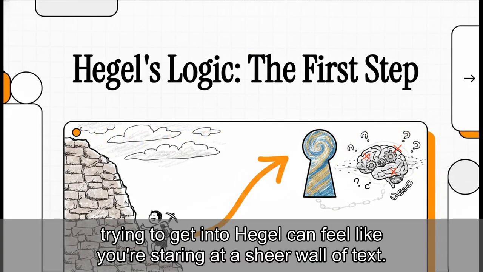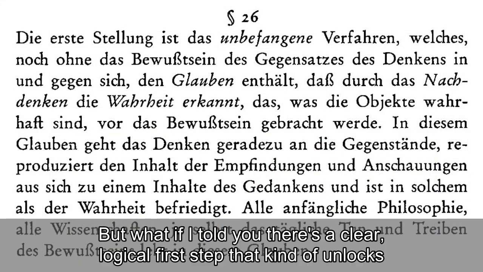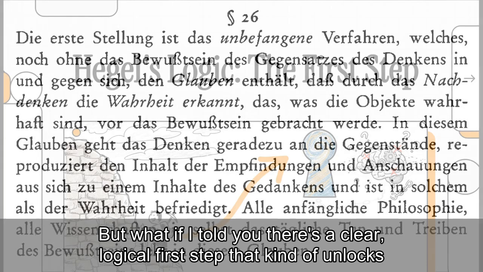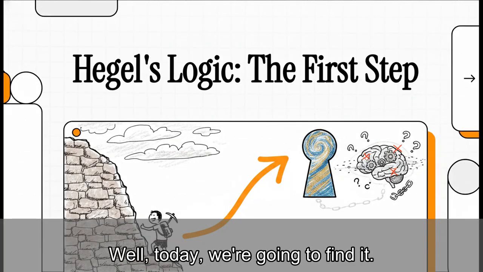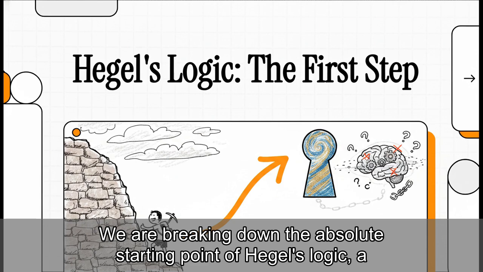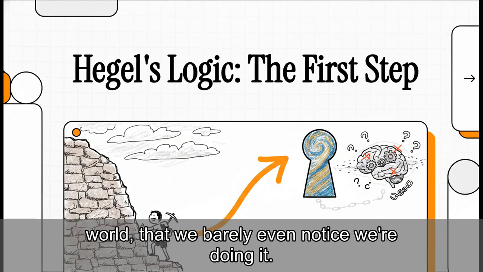You know, trying to get into Hegel can feel like you're staring at a sheer wall of text. It's notoriously difficult. But what if I told you there's a clear, logical first step that kind of unlocks his entire system? Well, today, we're going to find it. We are breaking down the absolute starting point of Hegel's logic, a takedown of a way of thinking that is so natural, so baked into how we see the world, that we barely even notice we're doing it.